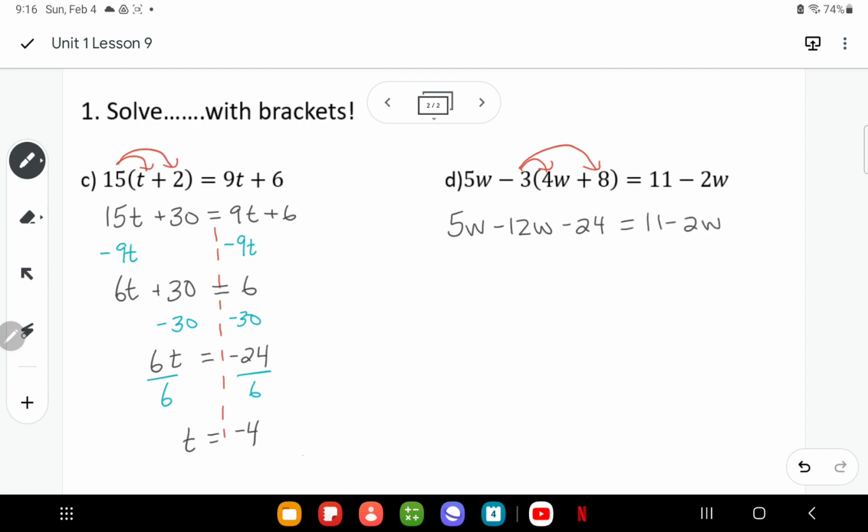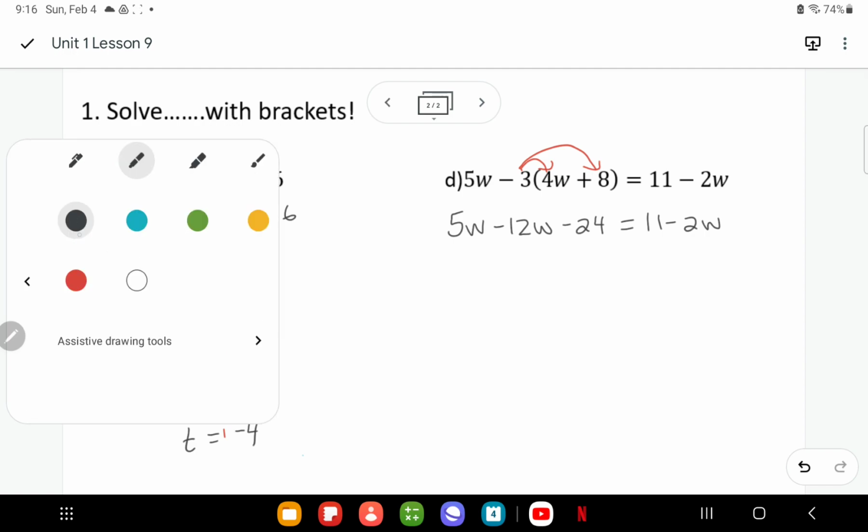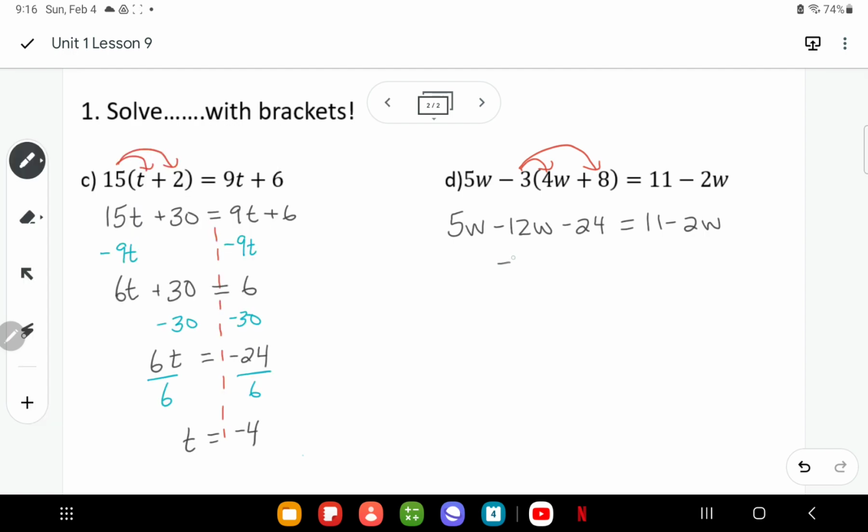11 minus 2w. Then we need to check and make sure if there's any like terms or cleaning up we can do on either side. And here I do see some. I've got 5w minus 12w. Those are like terms, so I'm going to combine them together and make it negative 7w minus 24 equals 11 minus 2w. So I need to do these steps. I need to do the multiplying in, and I need to do the like terms before I try to do my solve. Because the solving, once you've done those, is kind of the same every time.